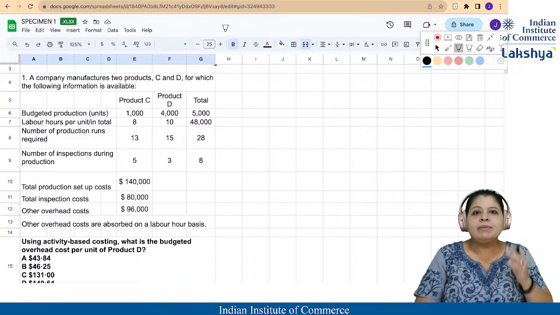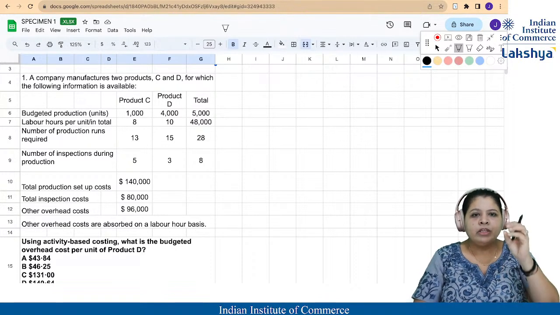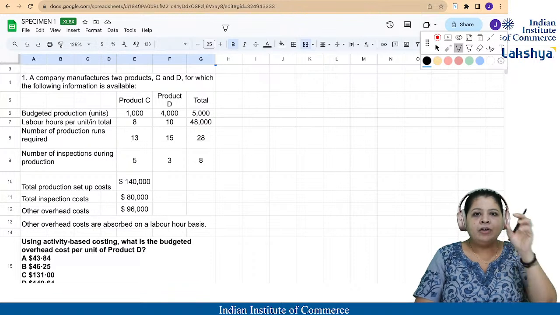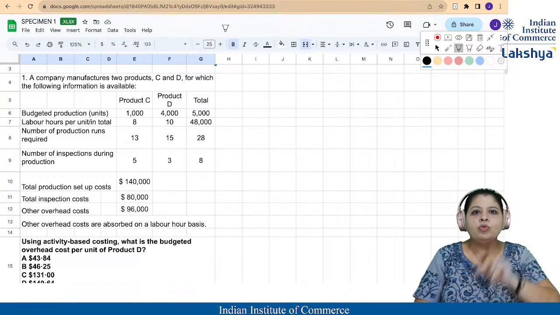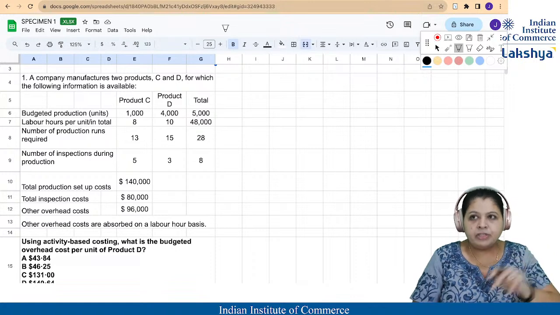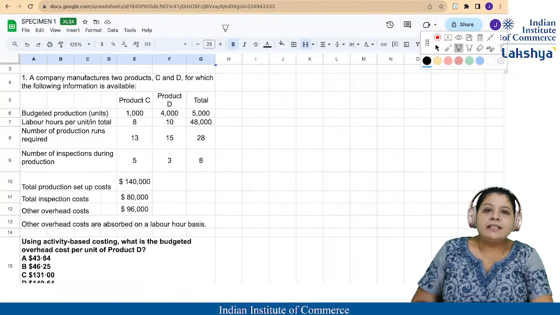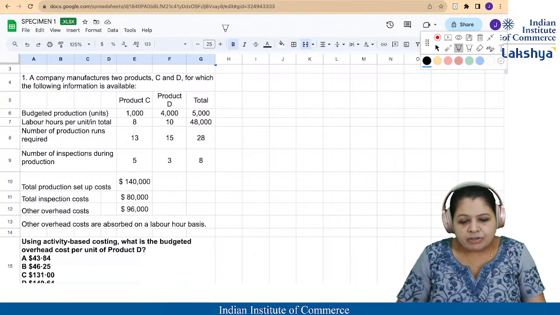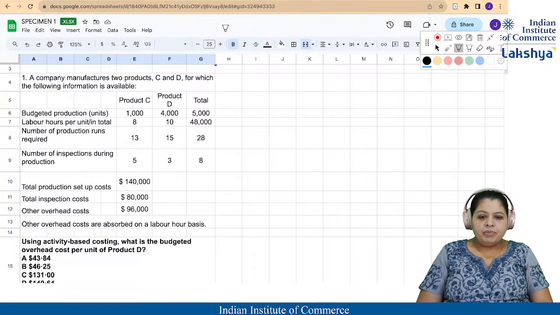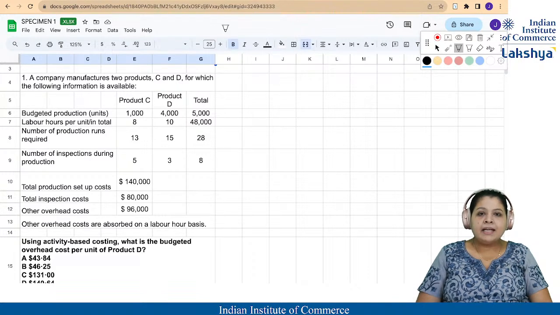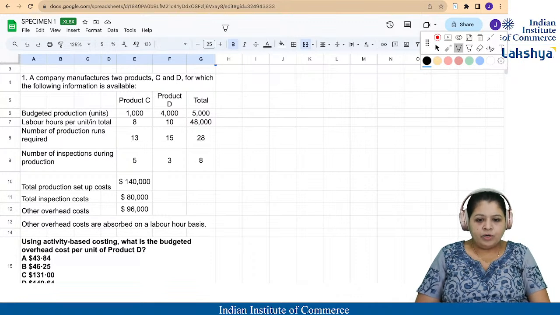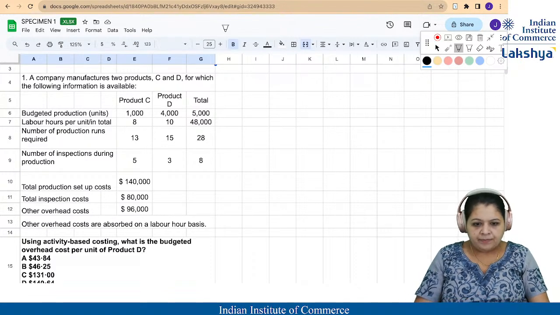So when there is activity based costing, what do you figure out? That you need to have a cost driver and a cost pool and directly relate your pool with the driver, right? So you need to directly connect that to the question. Let's first read it. As I said, reading is very important. A company manufactures two products, C and D, for which the following information is available. So there are two products here, product C and product D, right?